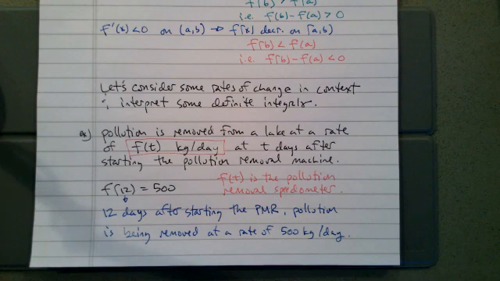So the f of t is the pollution removal speedometer. It's telling us how fast the pollution is coming out. So it's a rate of change. It's measured in kilograms per day. Now this is what the statement about the function means. Let's look at a statement about the definite integral.